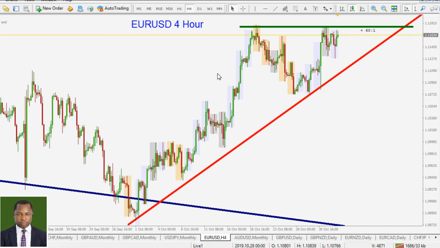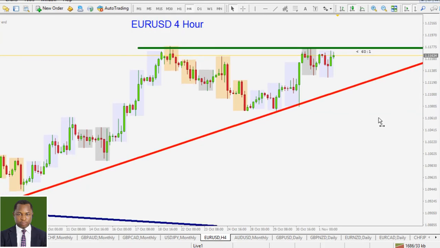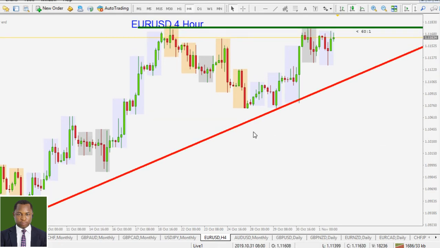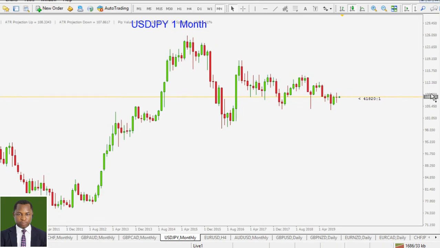Let's analyze the charts just the way they are. So we are bullish here. We are looking for buy opportunities, but we want this level of resistance to be taken out. All right, so that's it for the euro against the American dollar. Let's look at the American dollar against the Japanese yen, monthly time frame.